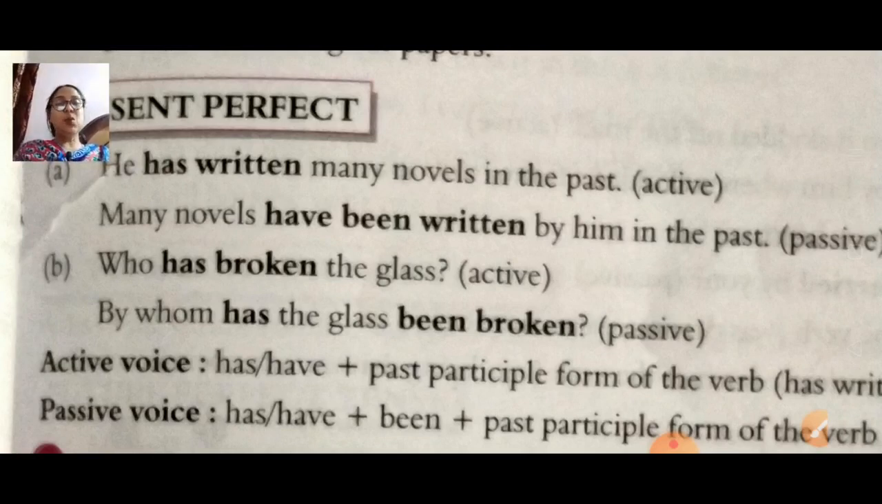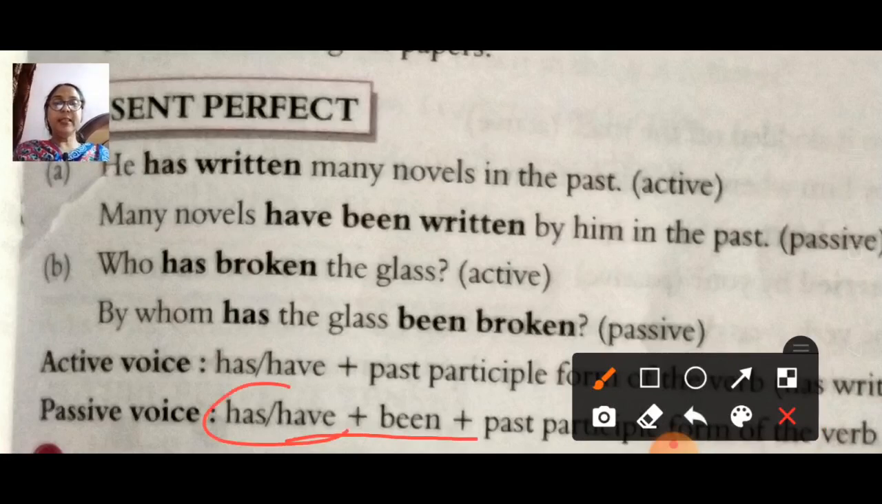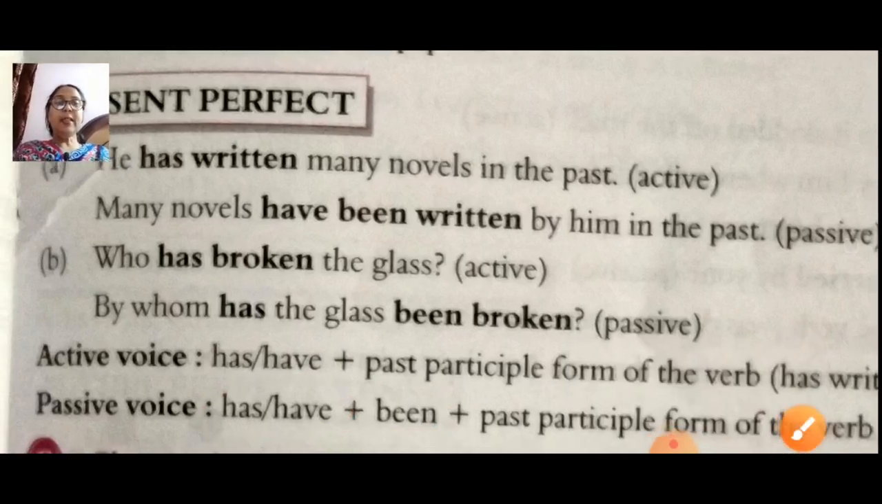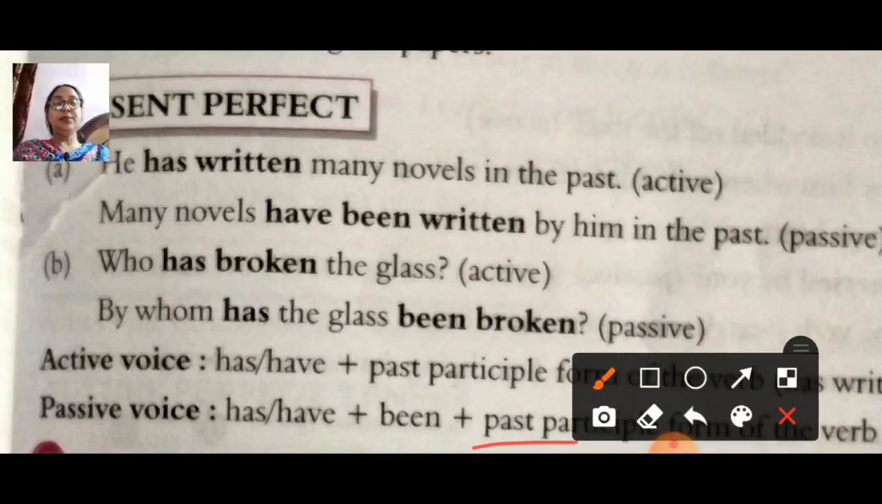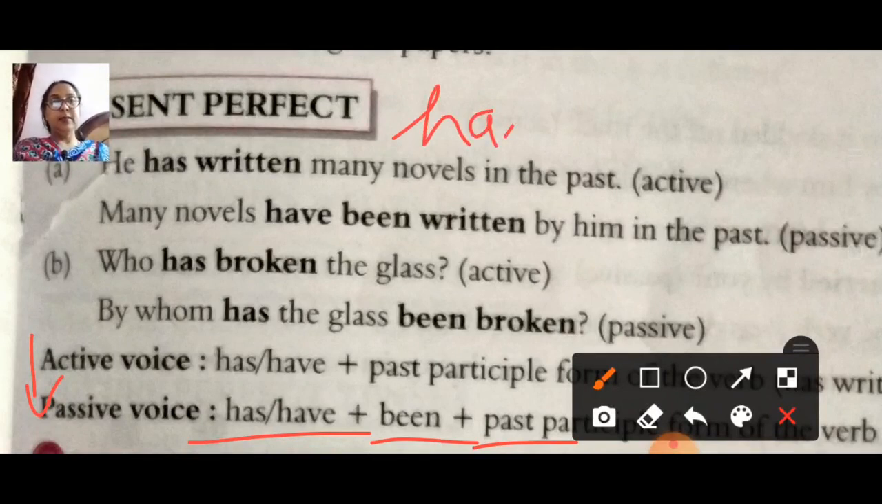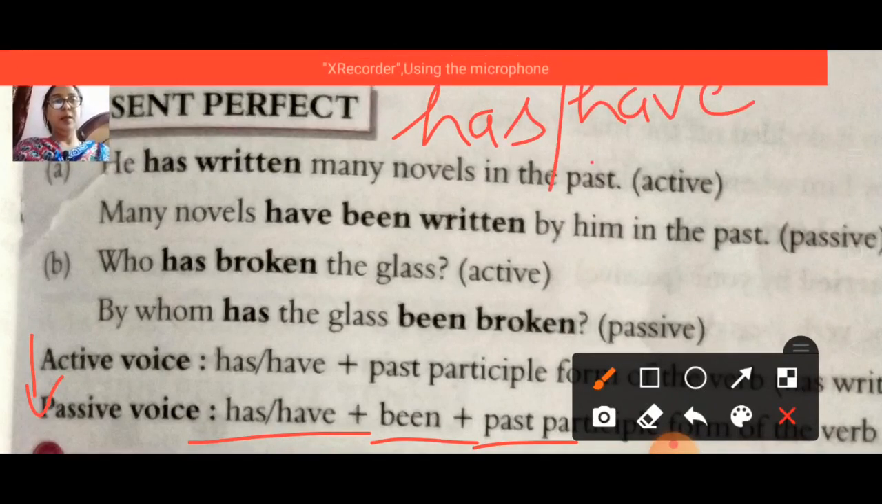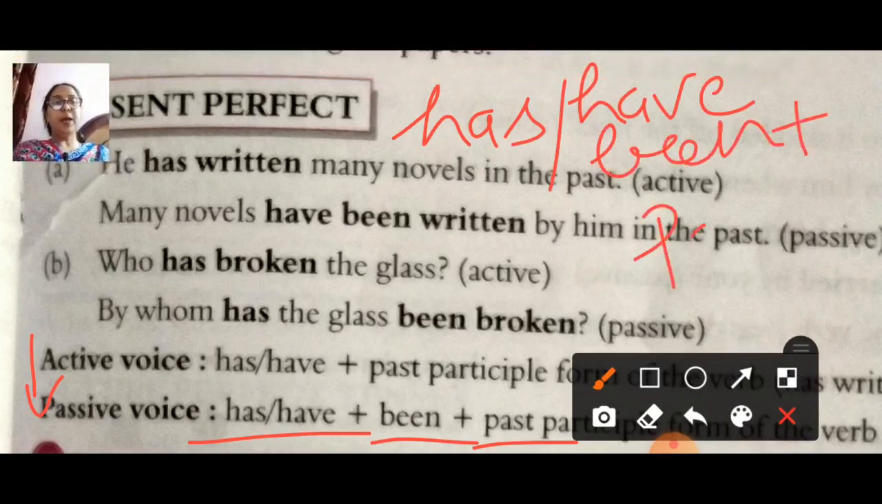Now in active voice, as you all know, has and have will be there, plus the past participle form of the verb will be used. And to make active to passive voice, we should use has, have plus been. That you always keep in your mind. Has and have will be used, then been will be there, and the third form of the verb will be used. So to make active to passive voice, we will use has, have, been plus past participle.